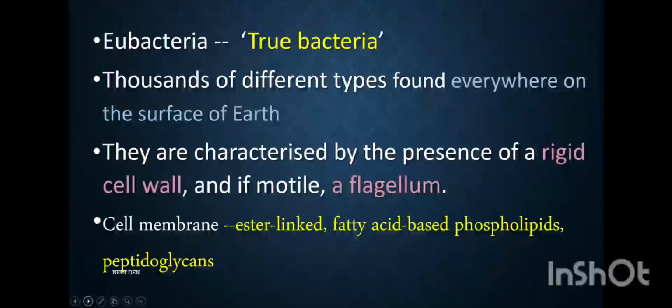Eu means true. So eubacteria are actually true bacteria, which are found everywhere on the surface of the earth. The archaebacteria are found only in extreme conditions, but eubacteria are found everywhere. And they are characterized by the presence of a rigid cell wall. If they are motile, then they also have a flagellum, a hair-like structure attached to it, which helps it to move. This rigid cell wall, the cell membrane of this bacteria, contains peptidoglycans and also contains ester-linked phospholipids.